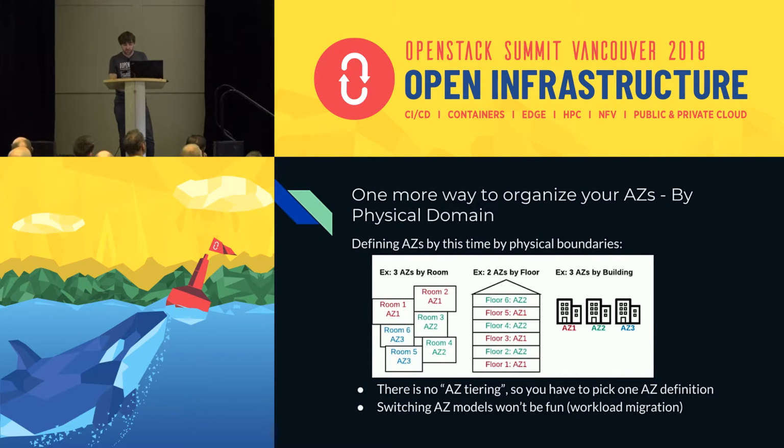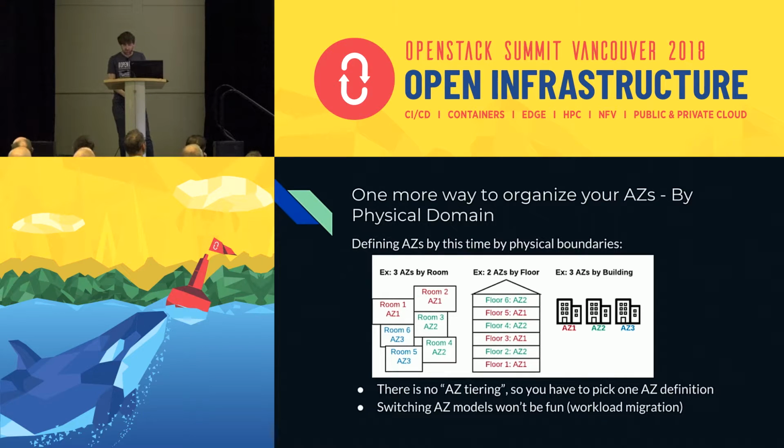And one of the other things that this diagram is useful for showing is the limitations today with OpenStack, which is, namely, you can't have overlapping AZs. You can't create 3 AZ tiers, like a room, a floor, and a building, and then leave it to the user to decide what level of isolation they want.